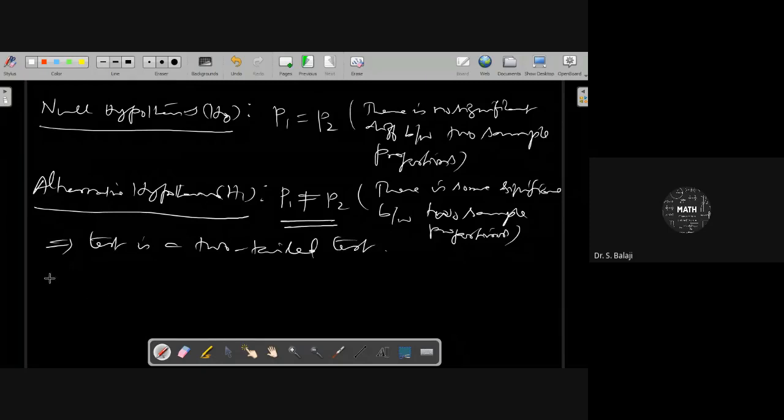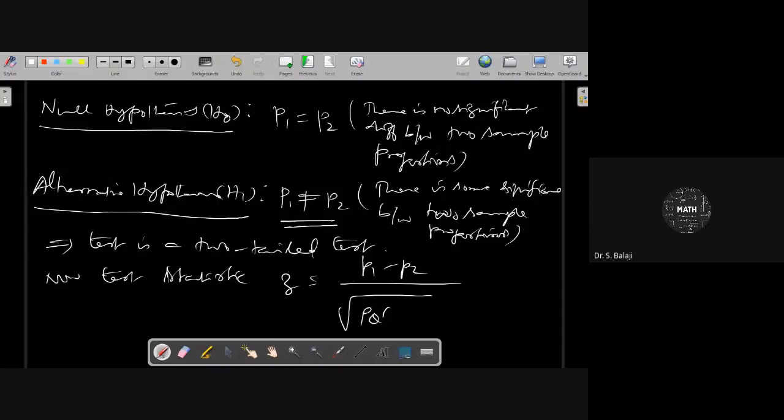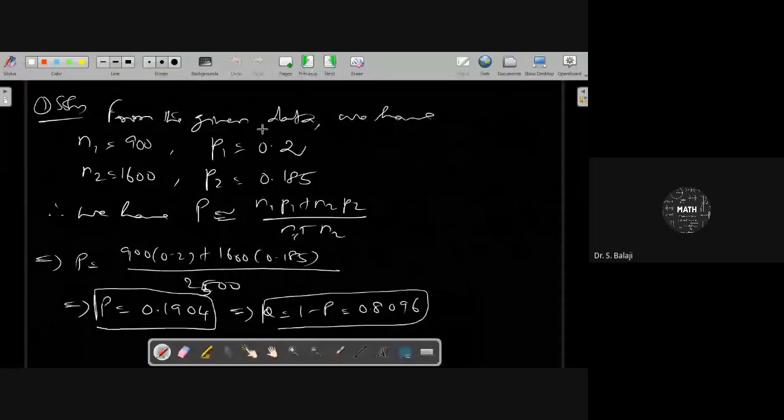Right. Now we have to calculate the test statistic. Z equal to P1 minus P2 divided by the square root of PQ times (1 by N1 plus 1 by N2). The P1, P2 values are here: 0.2, 0.185, with N1 of 900 and N2 of 1600, and P and Q are 0.1904 and 0.8096.